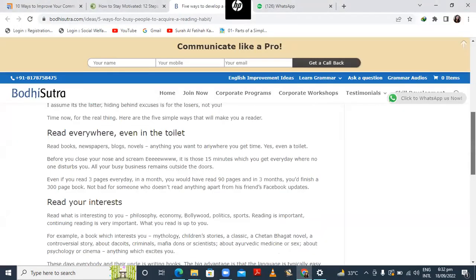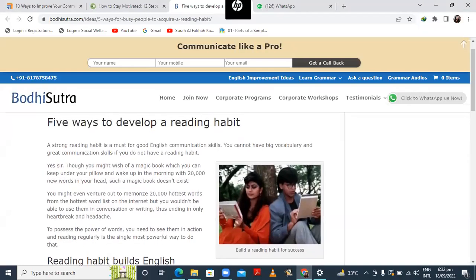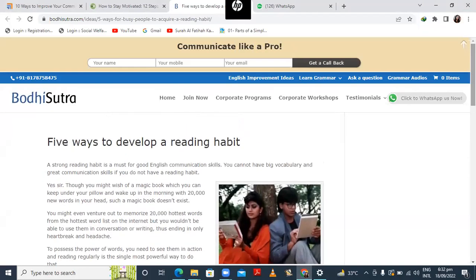Now, here is also a blog post. It doesn't mean that you have to read these two blog posts in one single day. No, I find these blog posts interesting, so it will help you later on. You will read these blog posts later on. Here are 5 ways to develop a reading habit, because I observe a lot of you don't like to read books. So why is reading books important?